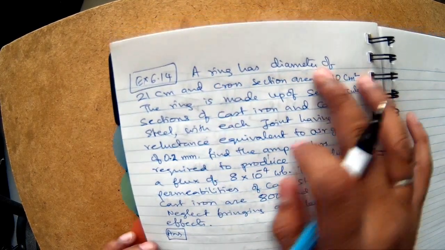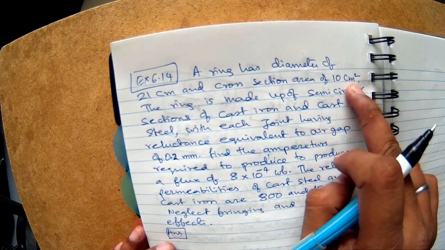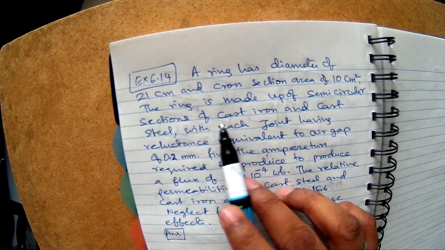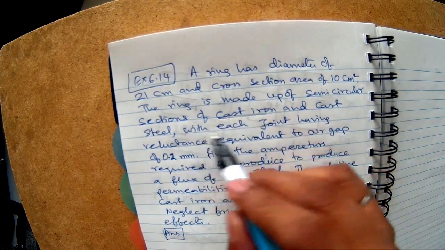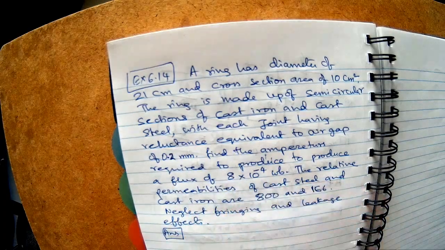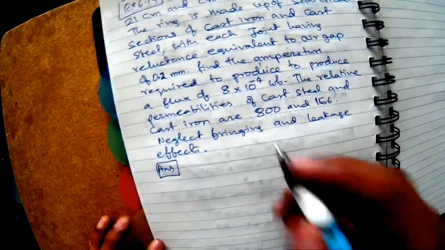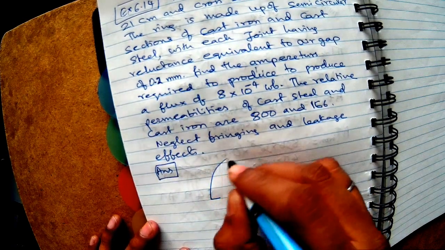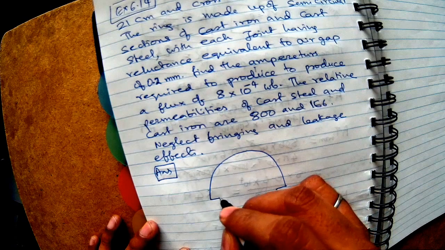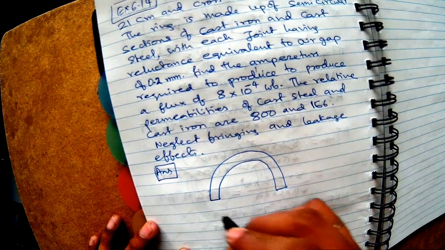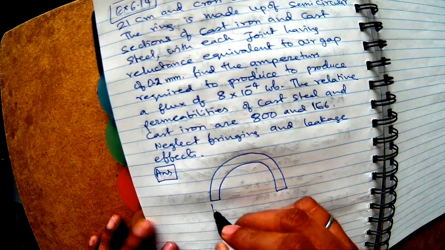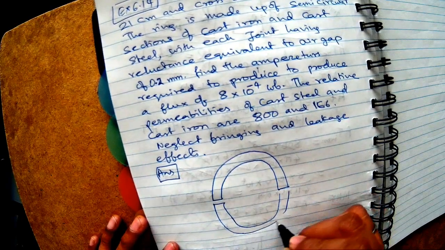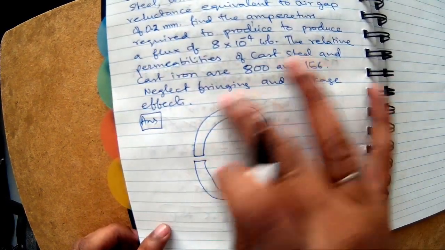A ring has a diameter of 21 centimeters and a cross section area of 10 centimeters square. The ring is made up of semicircular sections of cast iron and cast steel, each joint having reluctance equivalent. So basically, if you read the question, you find that it's a ring made up of two parts. This is one part, a semicircular ring, and then another ring is like this. So this is the entire ring.